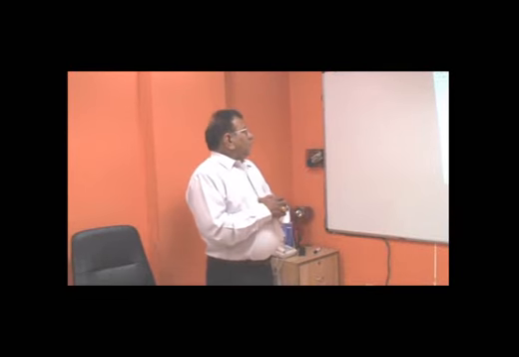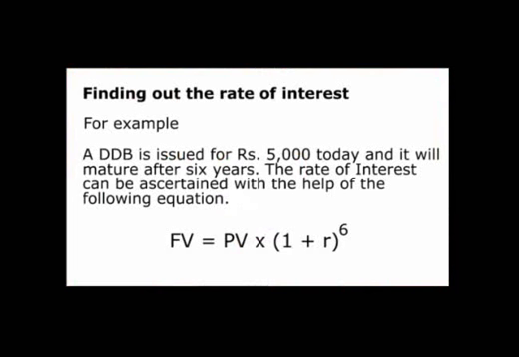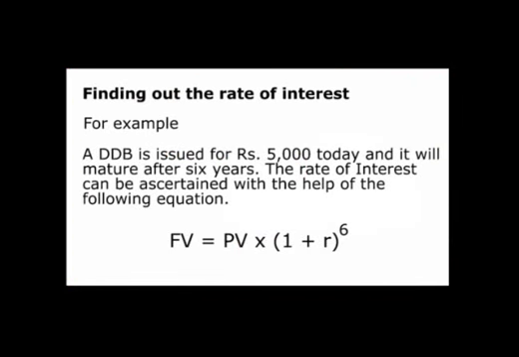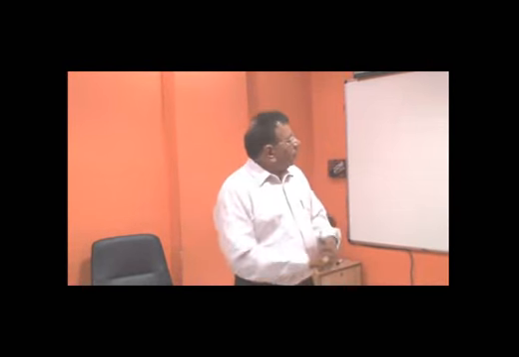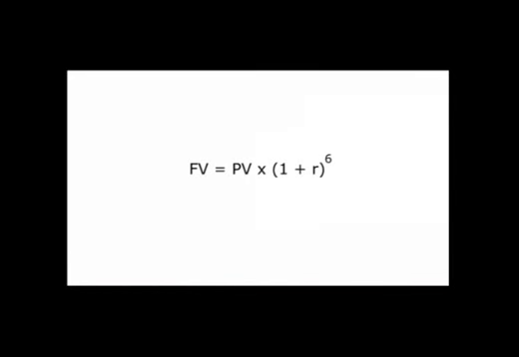Here is an example. A deep discount bond is issued for rupees 5,000 today and will mature after 6 years. The rate of interest can be ascertained with the help of the following equation. Here it has been issued at 5,000 rupees, whereas on maturity the amount would be 10,000 rupees. So we want to know the rate of interest. It can be ascertained with the help of this formula: FV is equal to PV into (1 plus R) to the power 6, where FV symbolizes the future value and PV the present value. R is the rate of interest that we have to calculate.